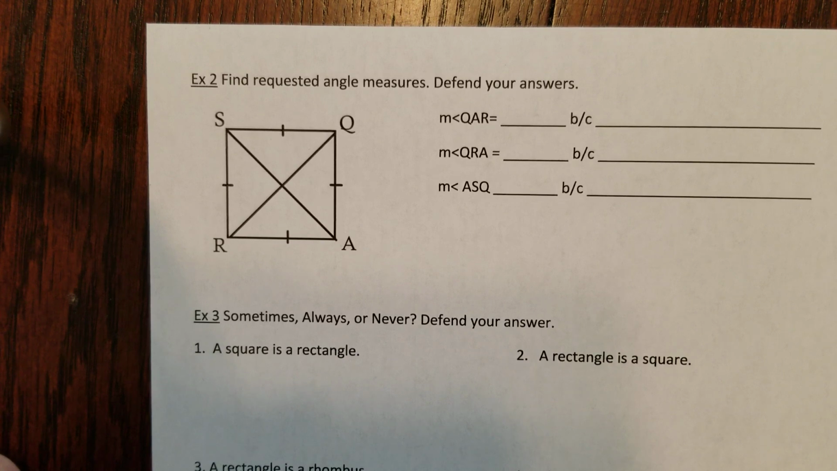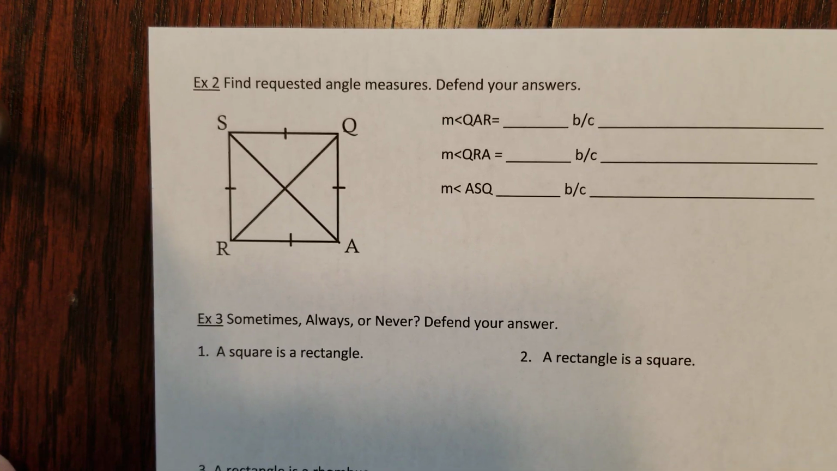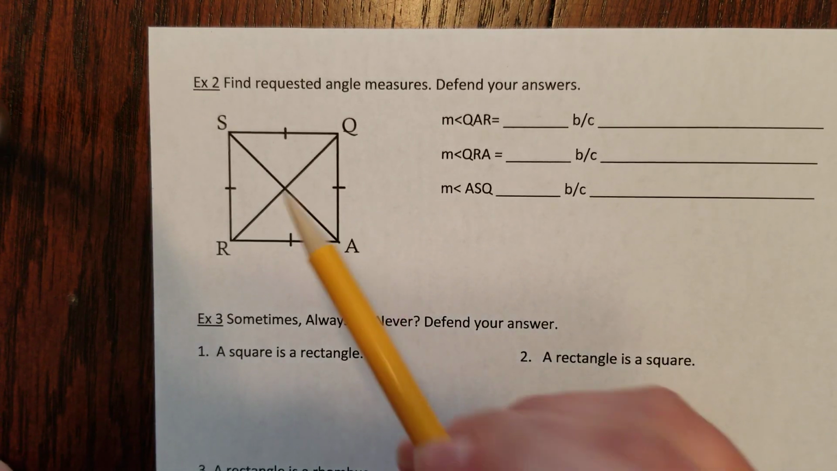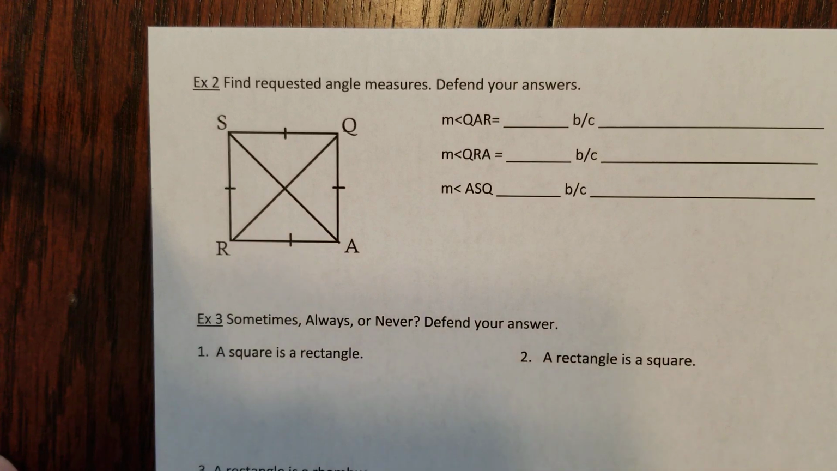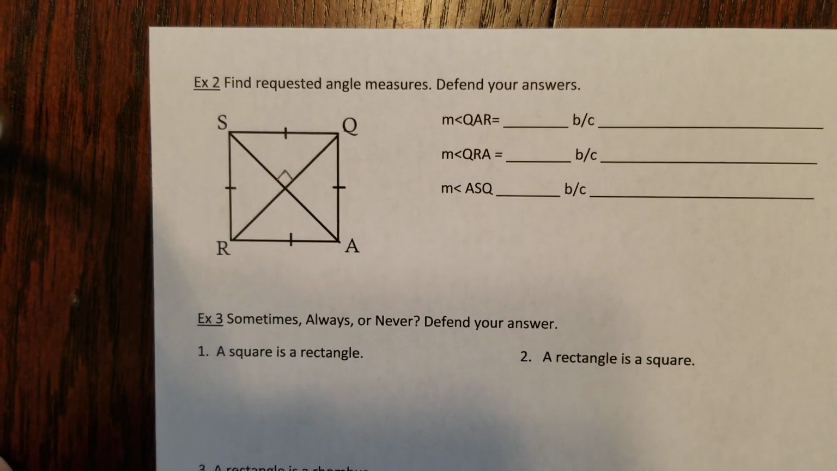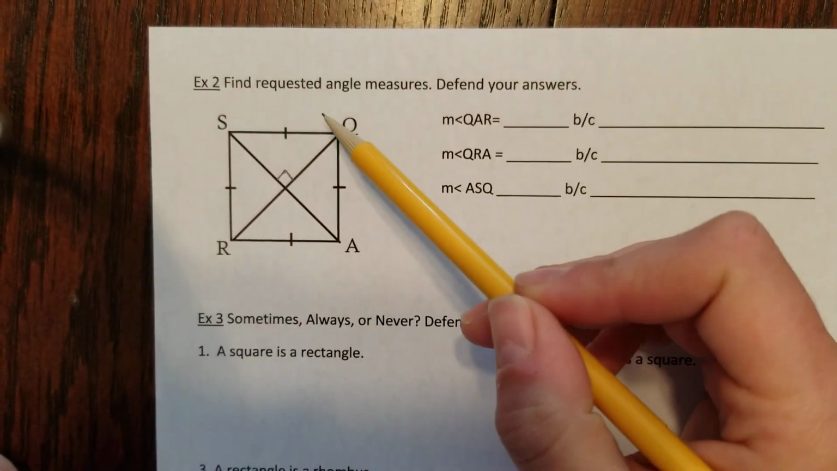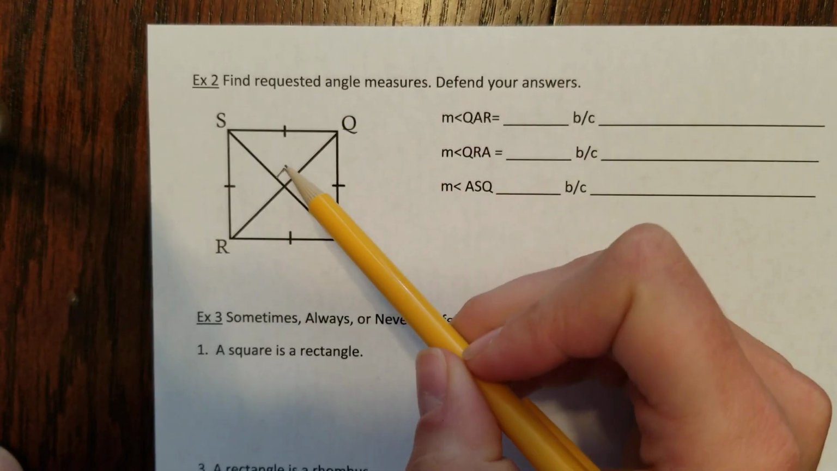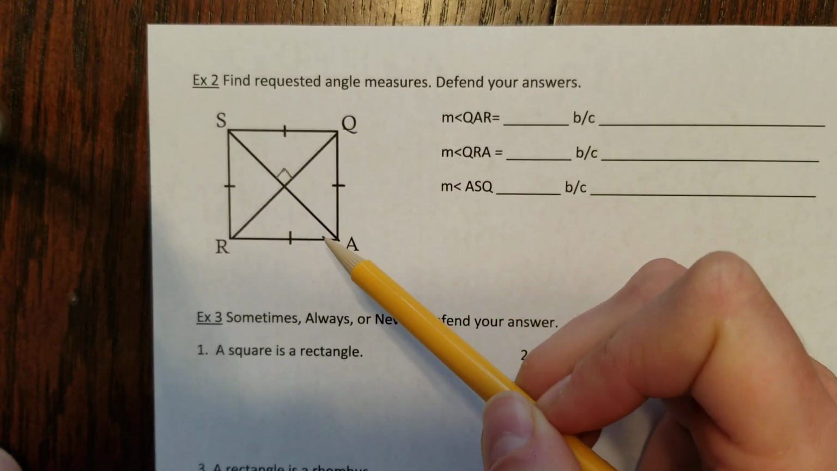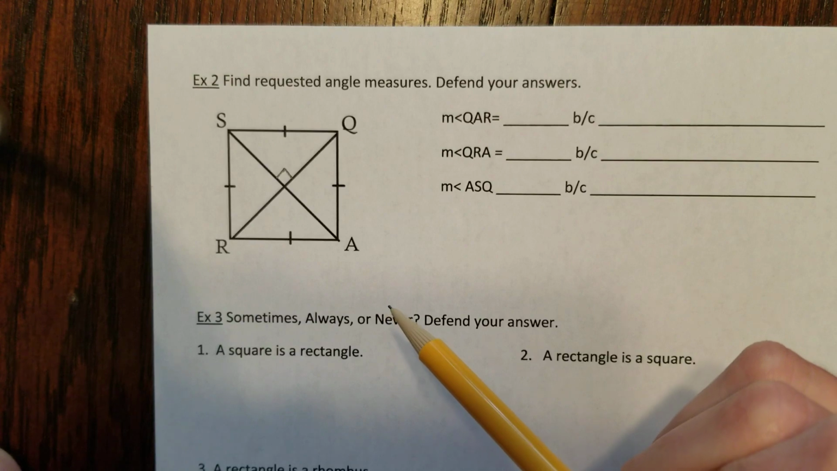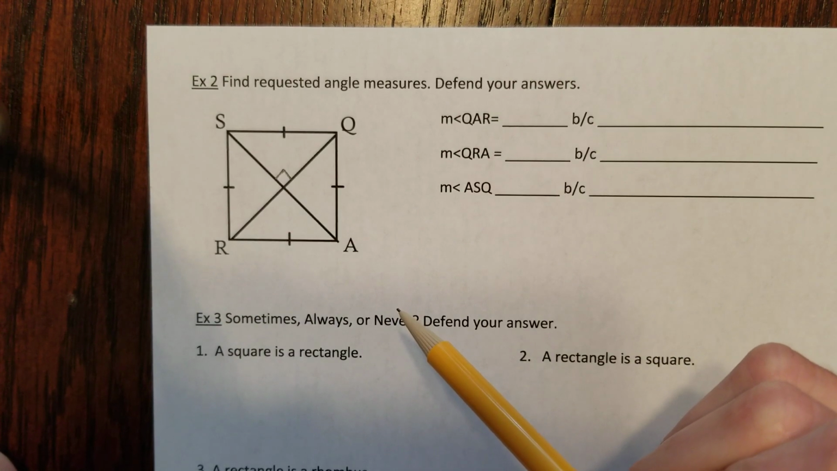Okay, so we are going to find the requested angles and defend our answer. Okay, so we know we have another quadrilateral and we have 4 congruent sides. So we know for sure it's a rhombus because of the 4 congruent sides. And then we need to know if this is a square. So how can we tell if this is a square?